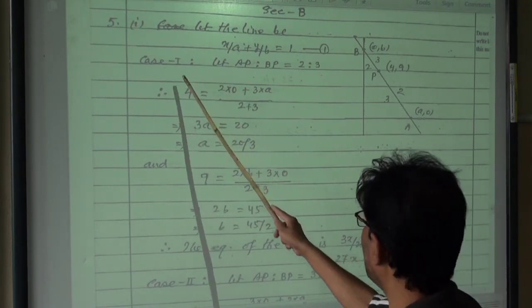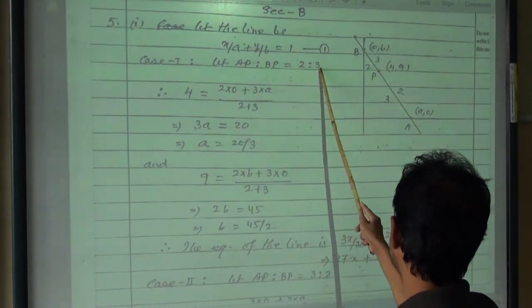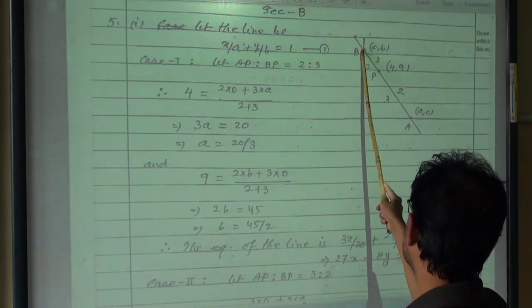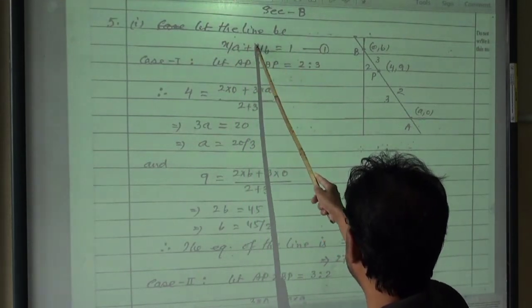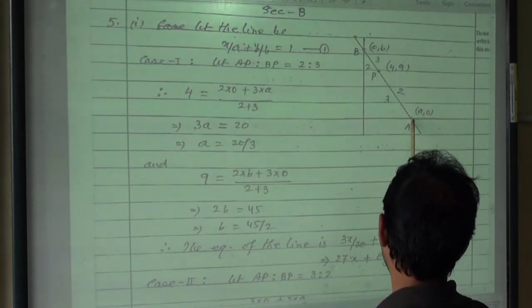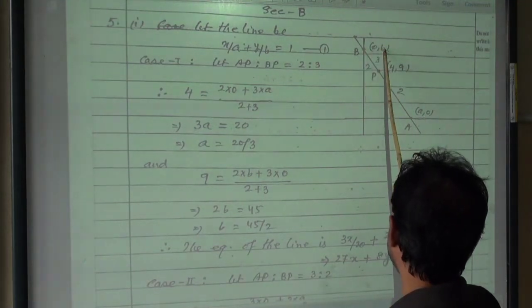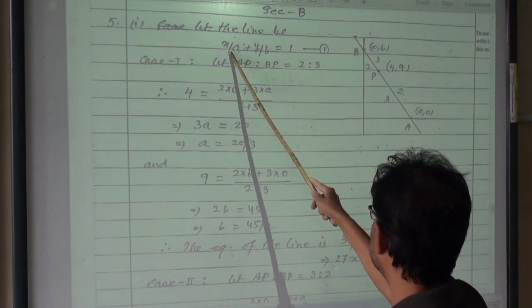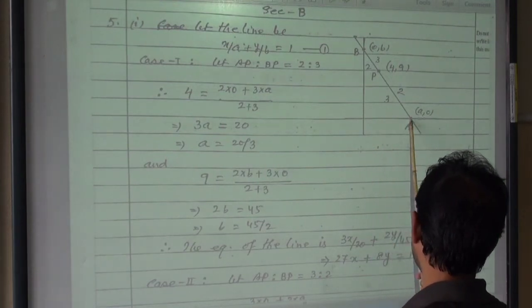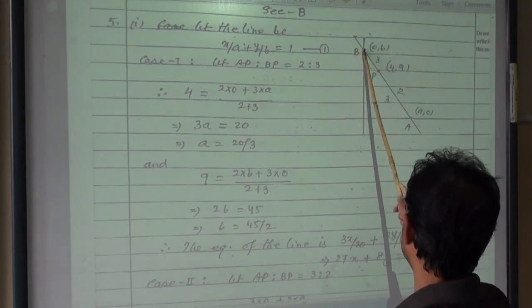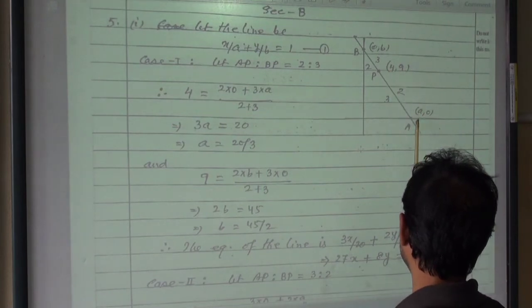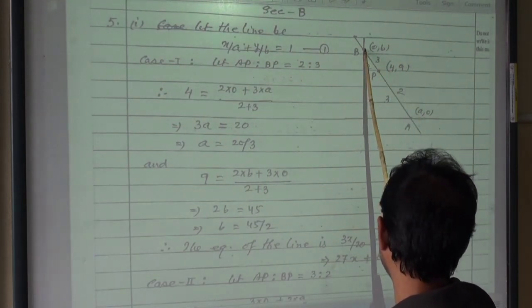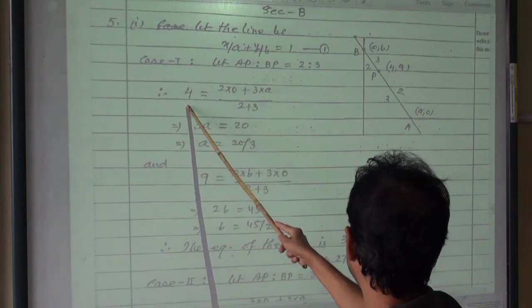So, if I consider case 1, AP is to BP as 2:3, this is 2 and this is 3, use section formula. If I assume the equation of the line as x by a plus y by b equal to 1, that means this coordinate will be a0 and this coordinate will be 0b. Intersecting the x-axis, length of x-intercept is a, so coordinate of this is a0. Length of y-intercept is b, so this point is 0b. This point is a0, this point is 0b, this point is 4, 9, this ratio 2, this ratio 3. So use the section formula.